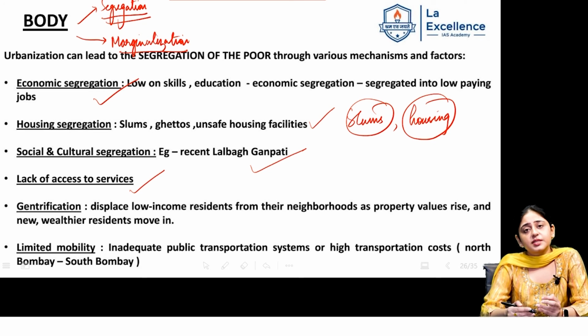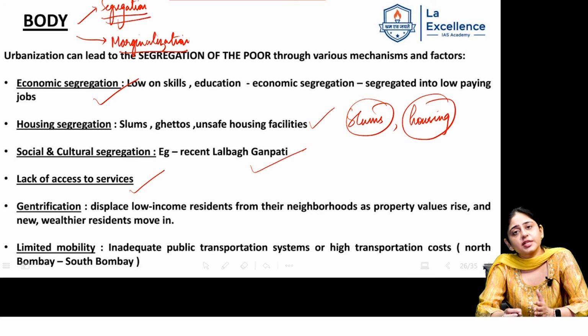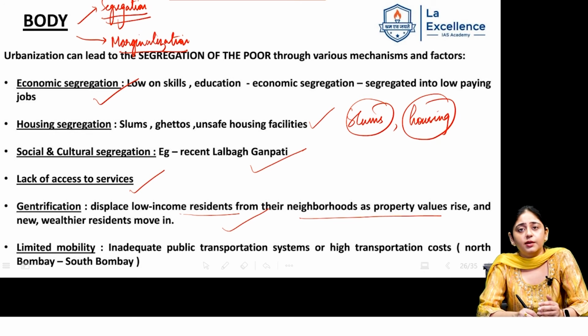Then there is a lack of services in the poor neighborhoods, proper education, proper health services, so these are lacking. So again you are segregating the infrastructure also in these areas. Then gentrification, the displacement of low income residents from the neighborhood as the property value rises, or they want beautification of a particular area, they will ask them to displace, they'll buy off that land. You are forced to sell your land because a rich neighborhood has to emerge there. This is known as gentrification.